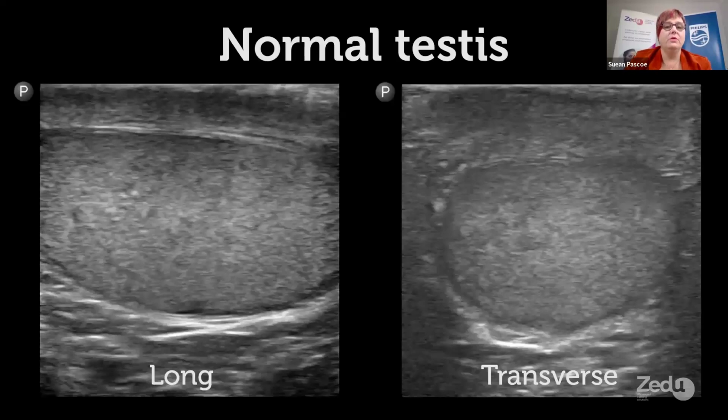So if we look at the ultrasound pictures here, you can see in the longitudinal image, it's oval in shape, and in the transverse image, it should be round in shape. They're equally homogeneous the whole way through the testes, and it's mid-level echo texture. So similar to the shade of grey that you see in liver, and it should be really smooth and consistent throughout the whole testis.